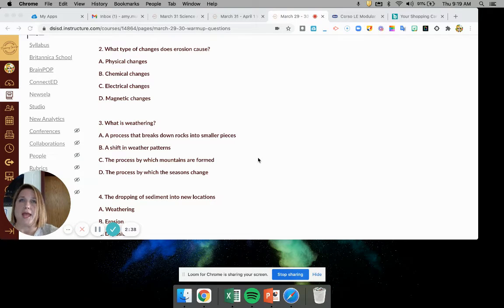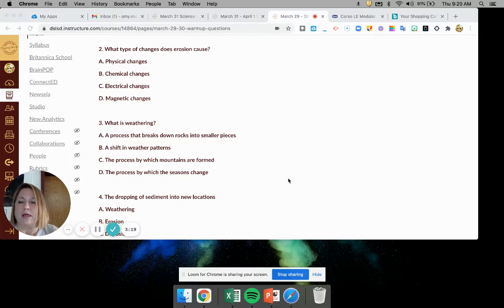Chemical weathering is the result of chemical reactions. And some of those reactions might be acid rain falling on material, which can cause chemical weathering. Another is interaction with oxygen, if it's very reactive. But chemical weathering, just like a chemical change, is the result of a chemical process. A chemical change has occurred. The chemical composition has changed. So number 3 is A, a process that breaks down rocks into smaller pieces.